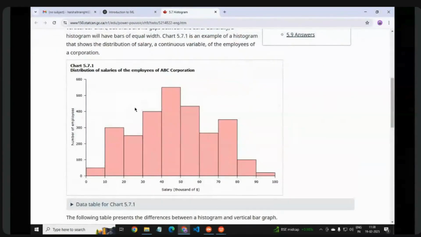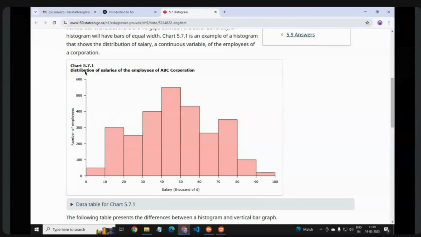This is known as bins. These bars on top of the histogram are called bins. They show the frequency of values in bins. The data which is between 0 to 10 is nearby 50. Take the number of employees, the distribution of salary of employees of ABC corporation, any company.